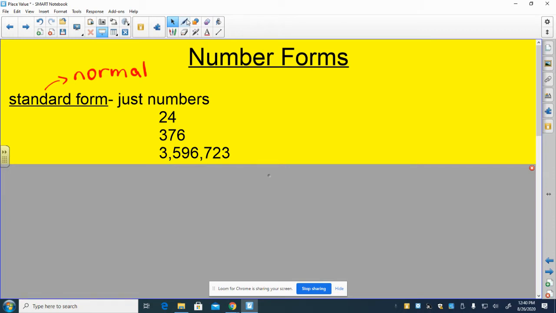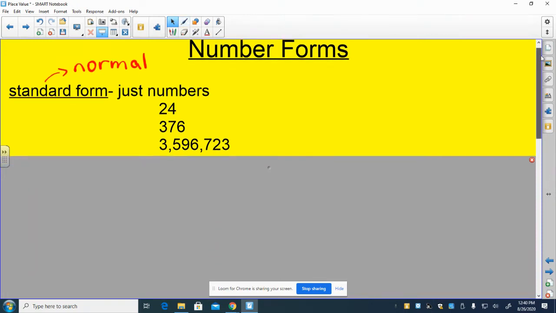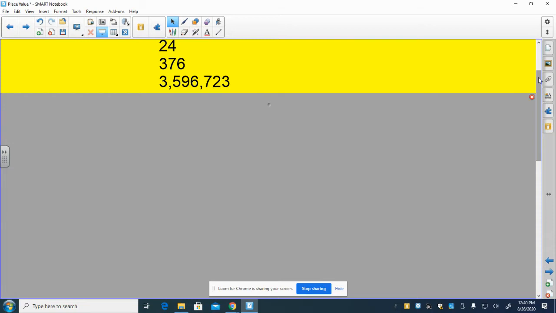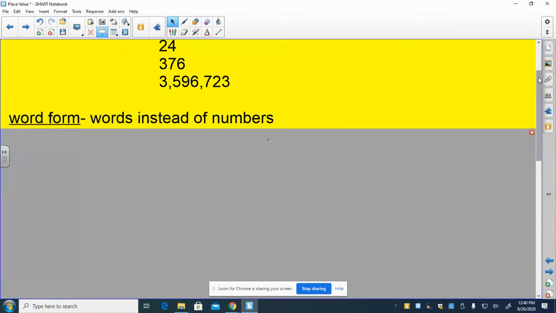And I just went all the way up in place value city to the millions here with 3,596,723. That's one form you may see a number in. You may see a number in word form. And word form is simply words instead of numbers. And I'm going to keep using these numbers over and over to show you the different forms.